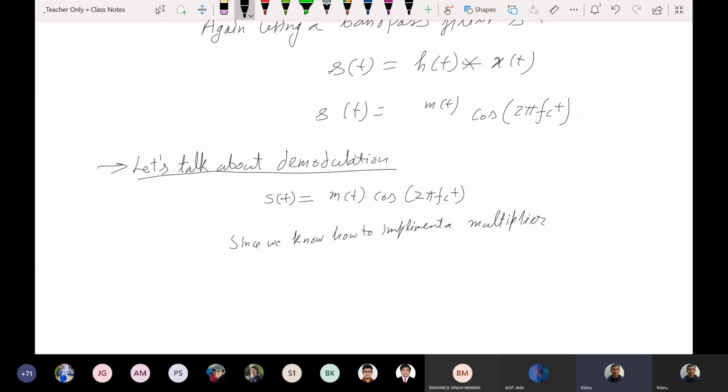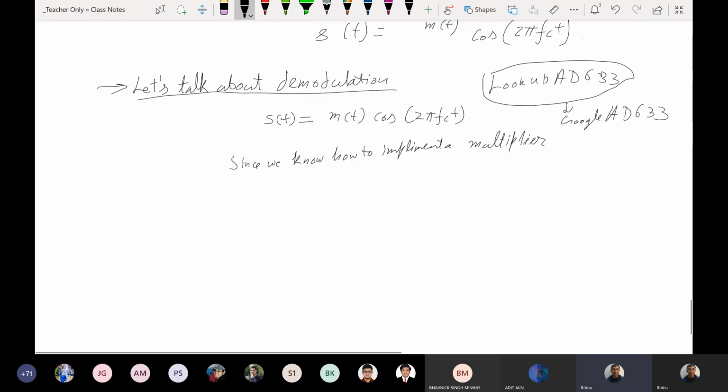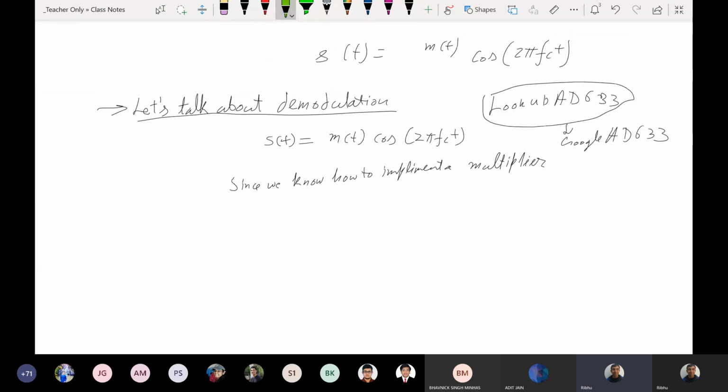So do one thing, actually. Look up AD633, or rather Google AD633. Okay, keep this as a short homework. This is a multiplier IC. AD stands for Analog Devices. So AD633 is an IC manufactured by Analog Devices that is used for multiplying two signals.